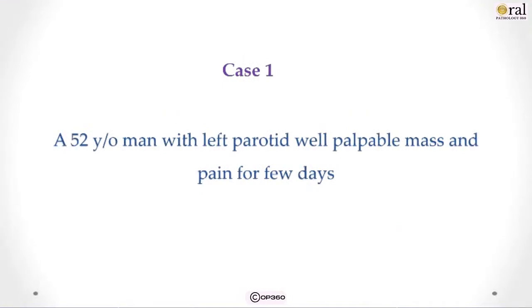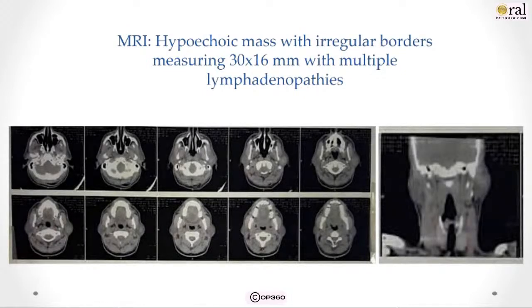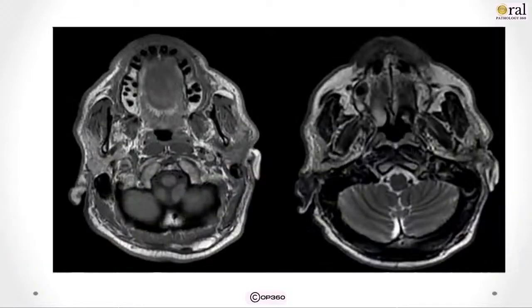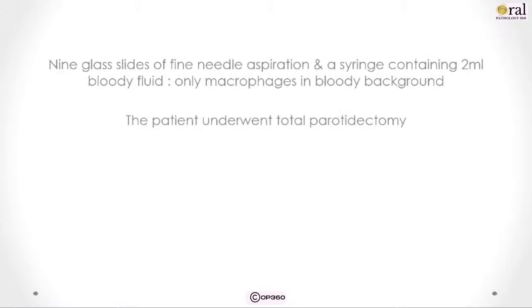Case number 1 is a 52-year-old man who came with a chief complaint of left parotid swelling and pain for a few days. On MRI imaging, a hypoechoic mass with irregular borders measuring 30 by 16 millimeters with multiple lymphadenopathies is evident. Axial MRI sections show the hypoechoic mass on the left side of the patient. Subsequently, 9 glass slides of FNA accompanied with a syringe containing 2 ml of bloody fluid were obtained, and under the microscope only macrophages in a bloody background were seen. Finally, the patient underwent total parotidectomy.